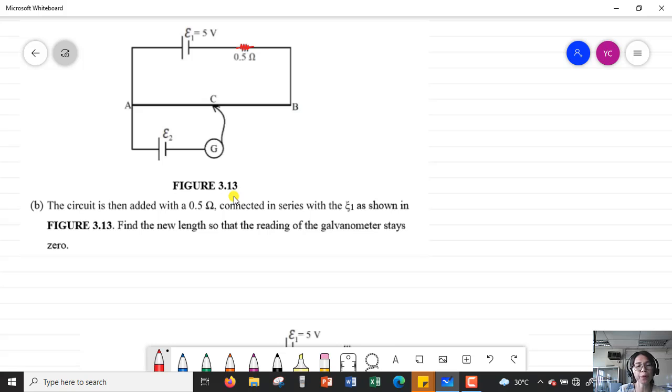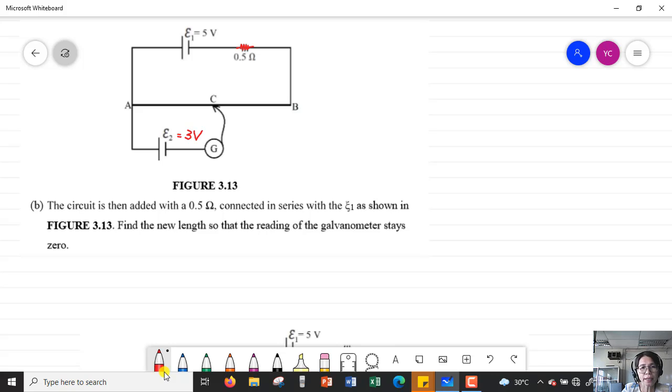in figure 3.13. So class, we do some changes to our potentiometer whereby we add in a 0.5 ohm to the primary circuit. So the question asks us to find the new length so that the reading of galvanometer stays 0. So class, if we refer to question 15a, we already determined the value for E2. The E2 is equal to 3 volt. We already calculate in 15a.